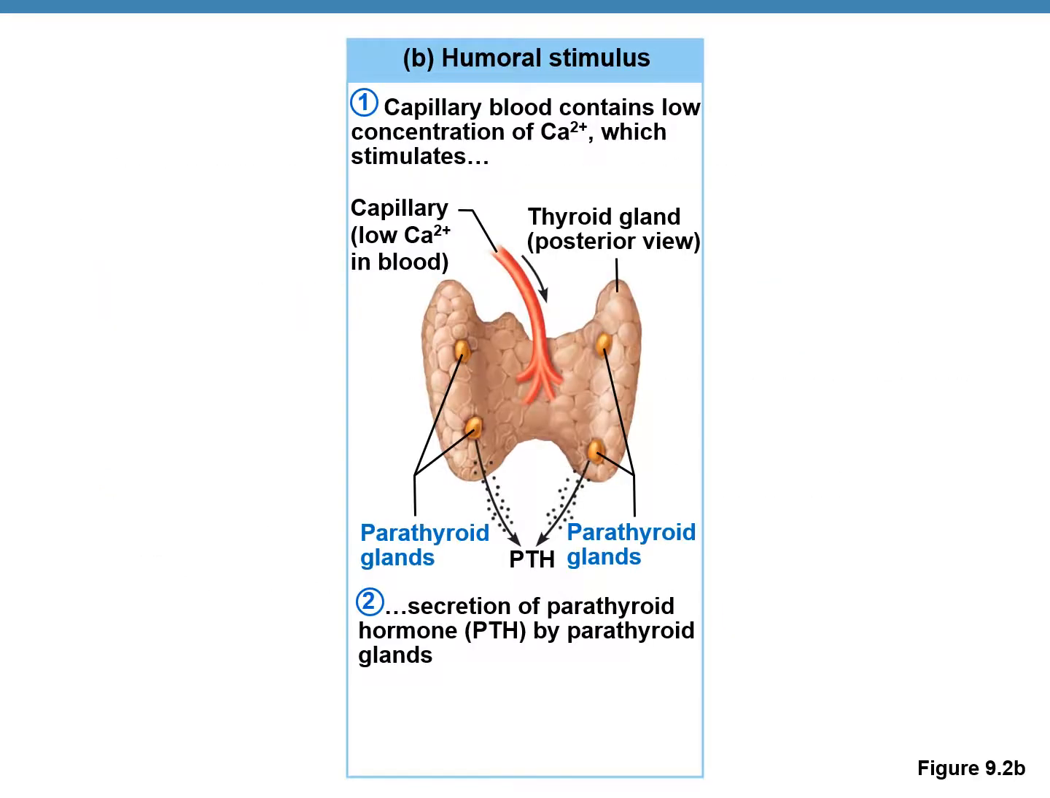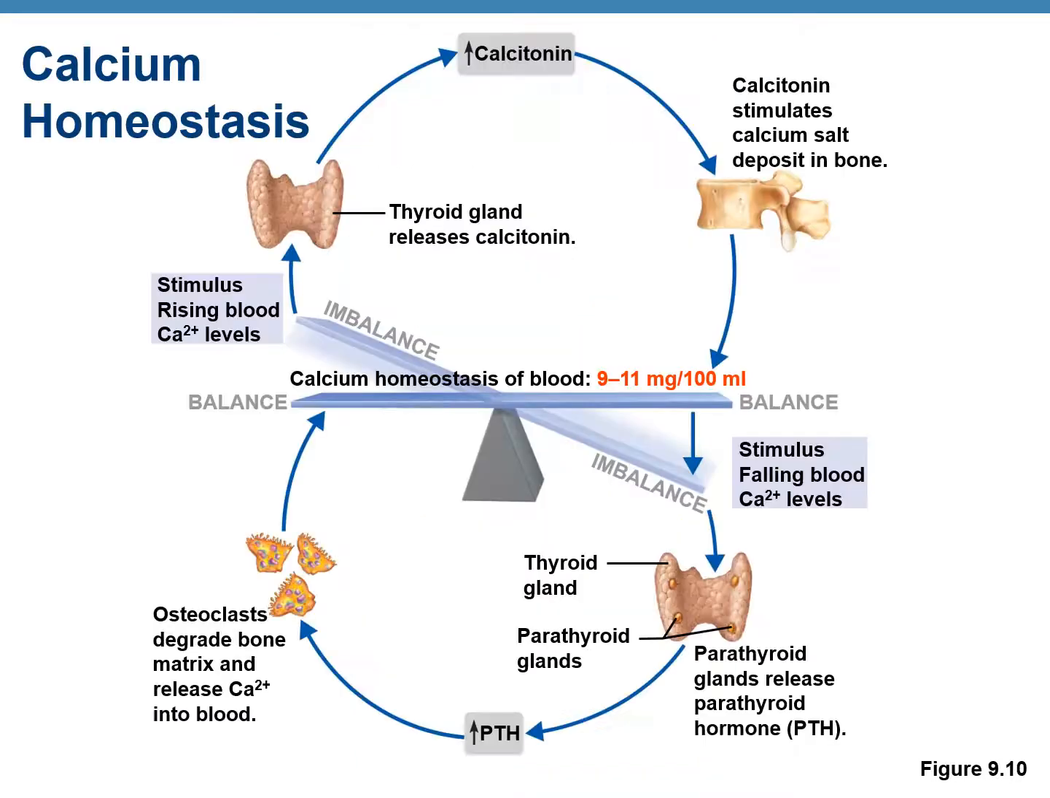This figure shows the location of parathyroid glands on the thyroid. This figure illustrates calcium homeostasis. Normal calcium levels of blood are 9 to 11 milligrams per 100 milliliter. If the level of calcium starts rising in blood, then the thyroid gland is stimulated to release calcitonin. Calcitonin levels go up in the blood and it stimulates calcium salt deposit in bone.